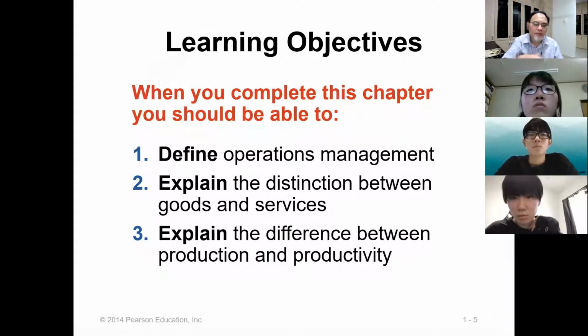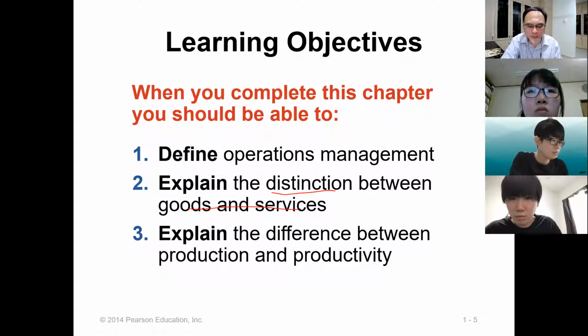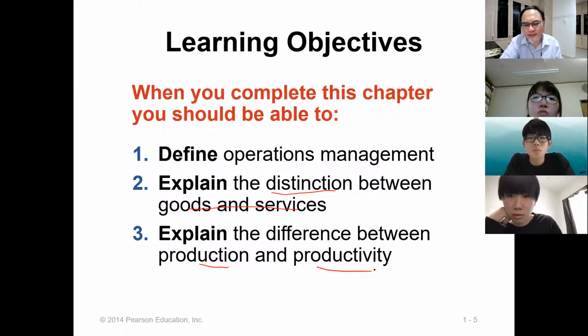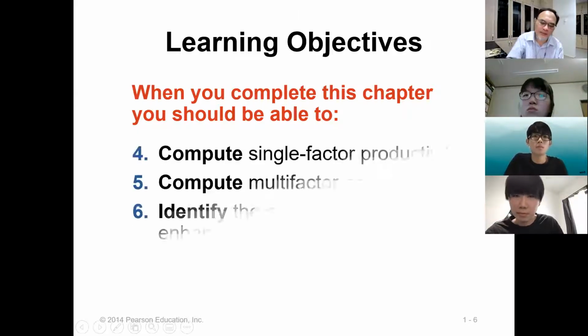So by the end of this topic, you should be able to define operations management. You should be able to differentiate between goods and services, so tangible goods as well as services. I think it's quite clear in all business subjects. You will be able to differentiate between these two things, especially in operations management. It is important to understand the differences in terms of systems and characteristics, and you need to understand the difference between production and productivity. So what is production? What is productivity? It's different. It's not the same. Production is different. Productivity is different.